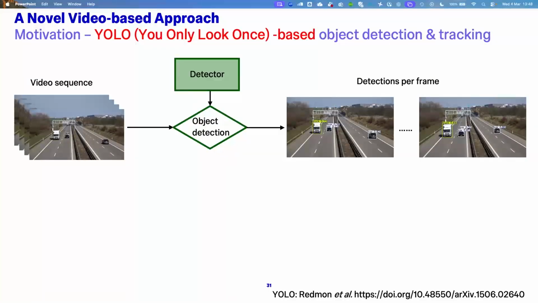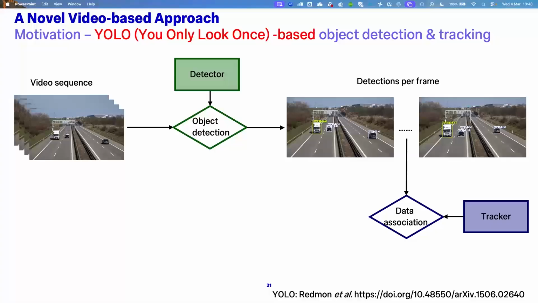So that's the first step. And then the second step is to try and track them, to work out which objects are the same ones between these different frames of the video. So the tracker does that.